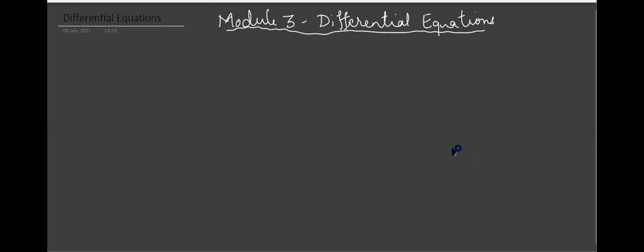So module 3 is regarding differential equations. Here we are going to solve the higher order differential equations, but they are nothing but linear. So this is linear differential equations of higher order.